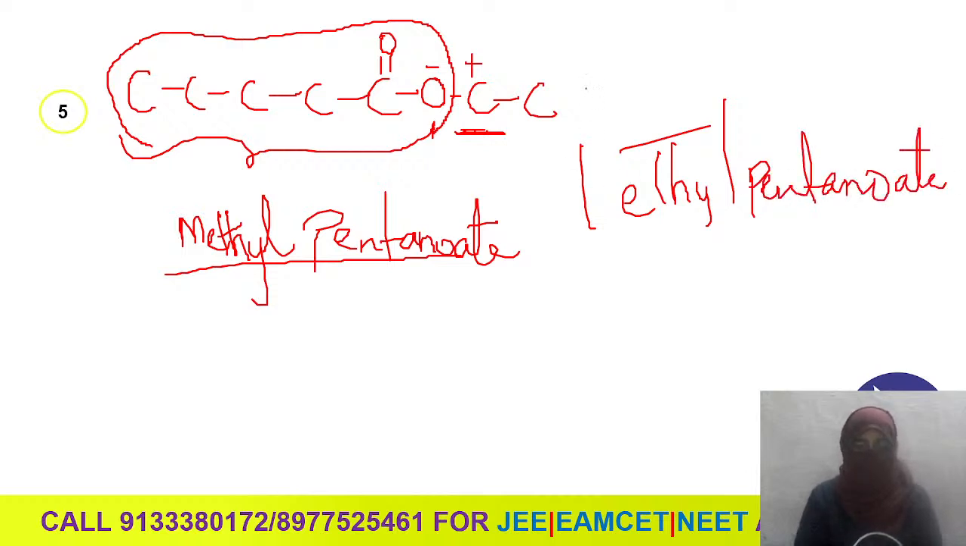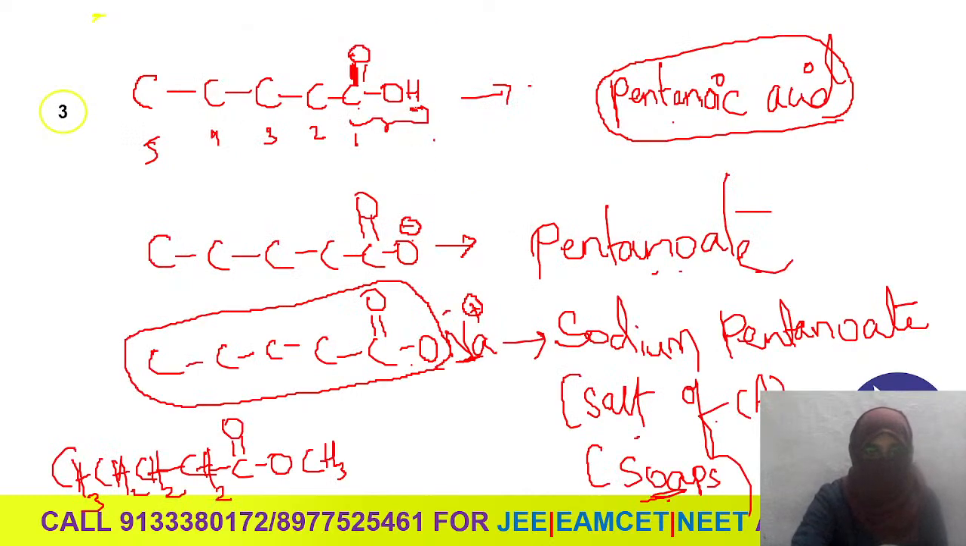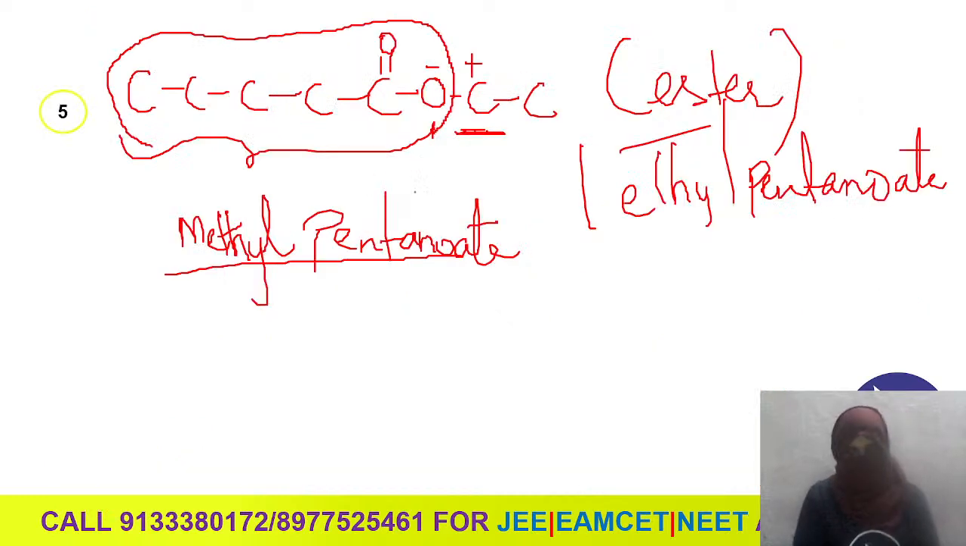So these are nothing but your esters. So what are esters? Nothing but alkyl alkanoate. Whenever the H of the carboxylic acid is going, whenever the H is replaced by a carbon chain, those are called esters. So you can see that.